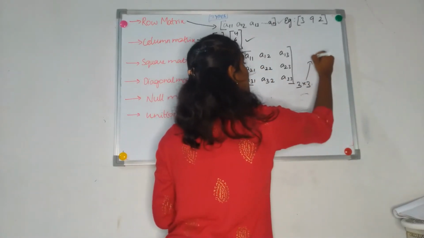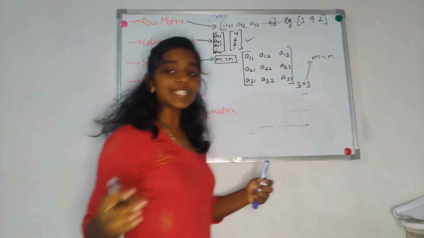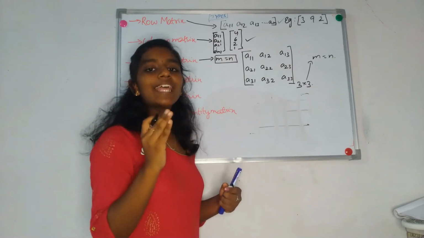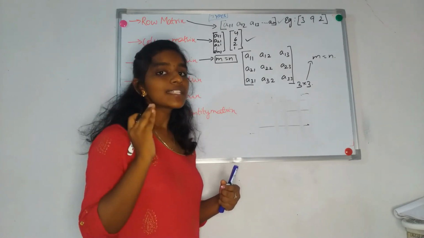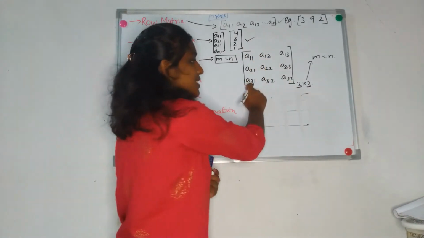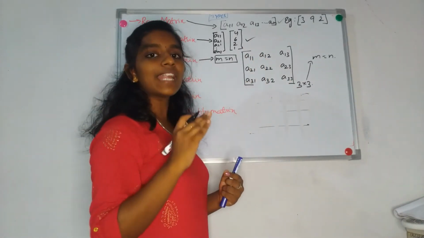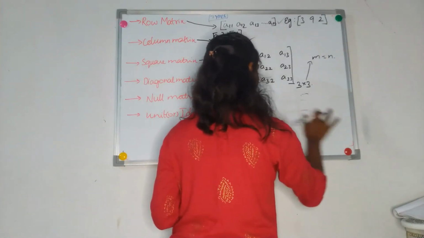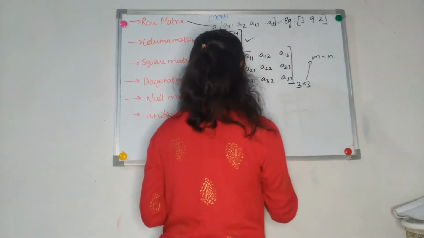So here you have m is equal to n, that is, the number of rows is equal to the number of columns, and then that matrix would be called a square matrix. Have you got the point? If the number of rows is equal to the number of columns, that will be called a square matrix. Simple. Is it fine? Yes.